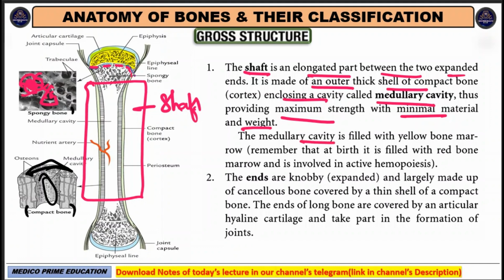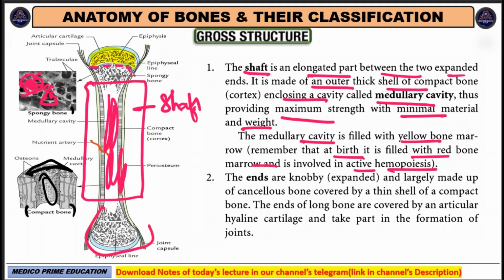So the medullary cavity is filled with yellow bone marrow. So this is the medullary cavity. It is filled with yellow bone marrow. Remember, at the time of birth it is filled with red bone marrow and involved in active hemopoiesis. If you remember the physiology of the RBC, initially at the time of birth, red bone marrow is involved in active hemopoiesis.